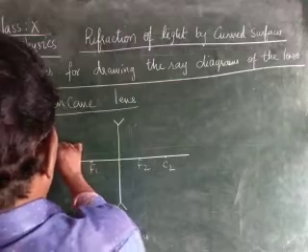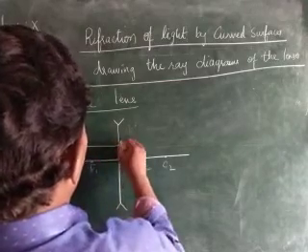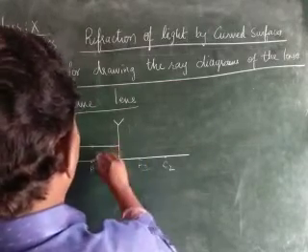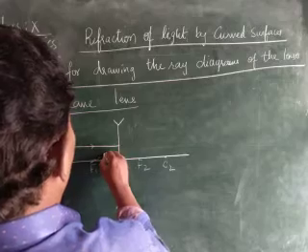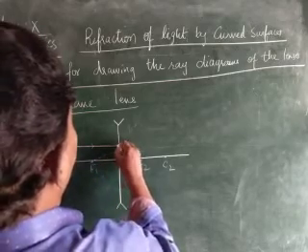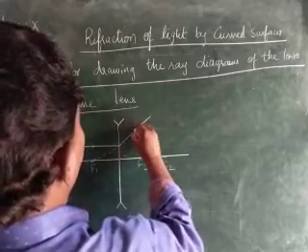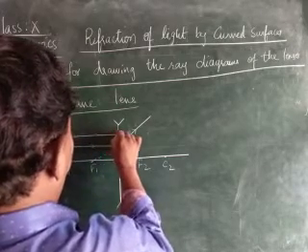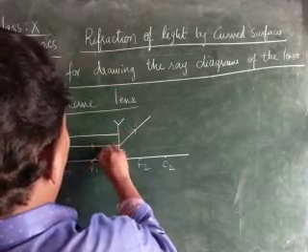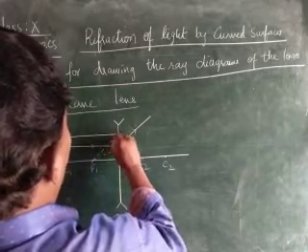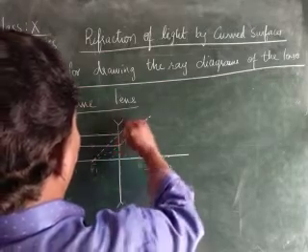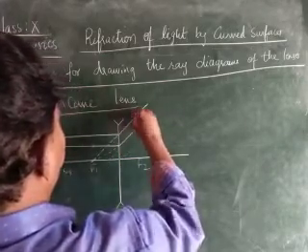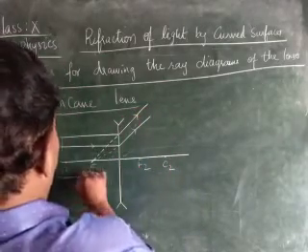When the light ray travels parallel to the principal axis, after refraction, normally in a concave lens, the light rays will be diverging, therefore they appear to converge at F1.